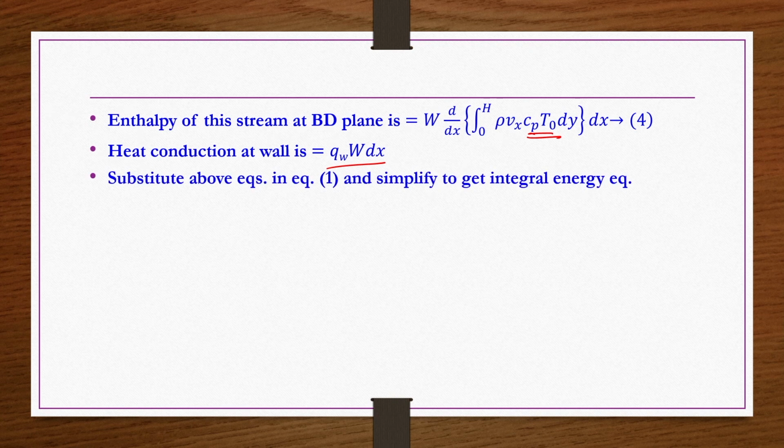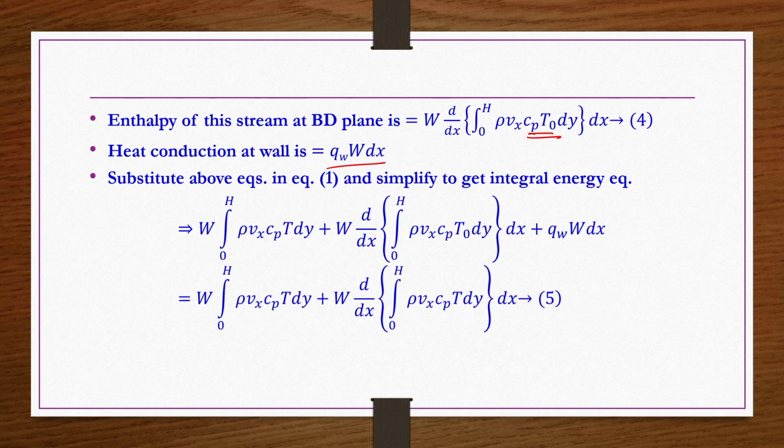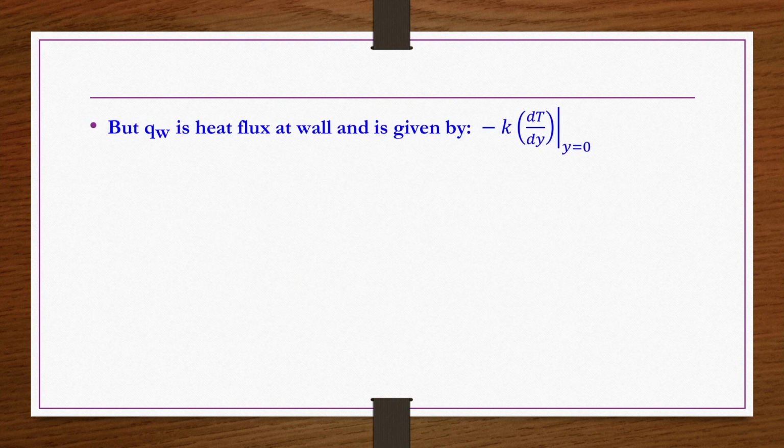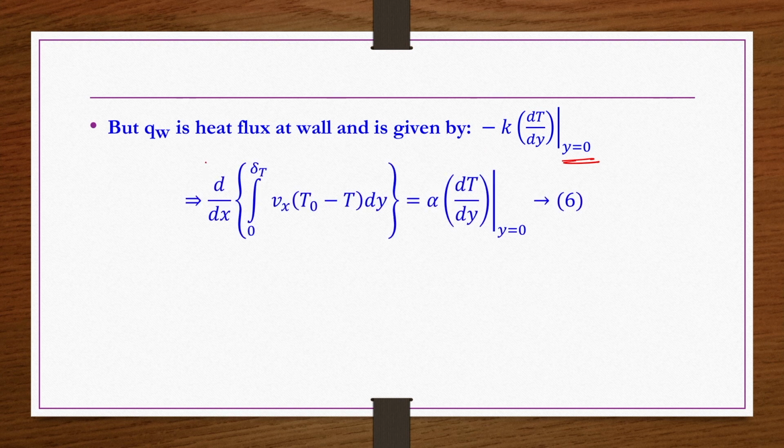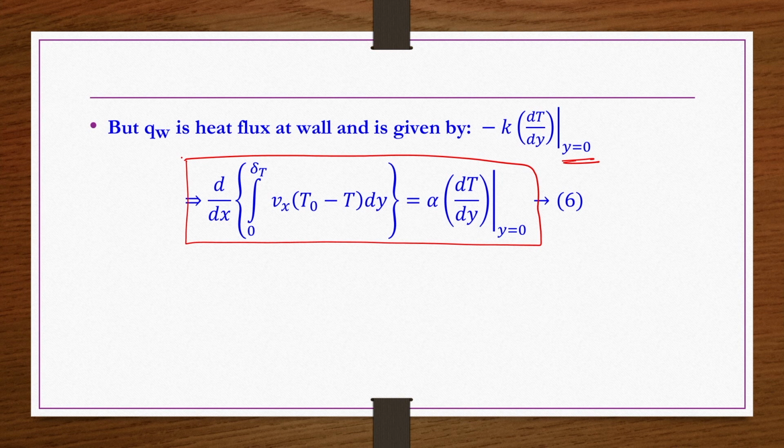Okay. So, now these things you substitute here in equation number 1. So, this is what we are having. So, this quantity and this quantity are exactly the same. Then from the remaining quantities, W you can cancel out from all 3 quantities, and dx also you can cancel out, and in place of Qw you can write minus k dT by dy at y equals 0, because Qw is at the solid wall, that is at y equals 0 location, and then rearrange that equation. So, you get this equation as the integral energy equation, integral form of the energy equation.